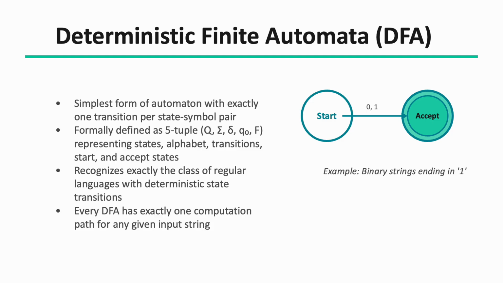Representing states, alphabet: sigma is also the capital sigma, not the small sigma. Capital sigma is the alphabet. Transitions are the small sigma. Start and accept states are Q0 as the start state and F as the final state. It recognizes exactly the class of regular languages with deterministic state transitions. Every DFA has exactly one computation path for any given input string.